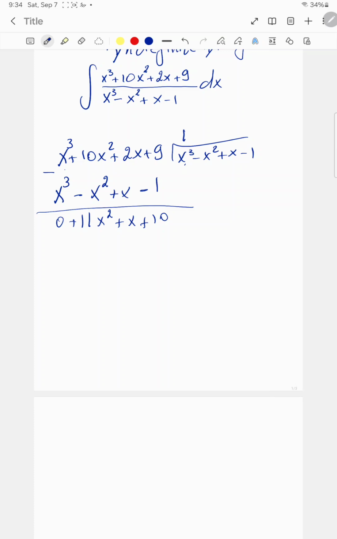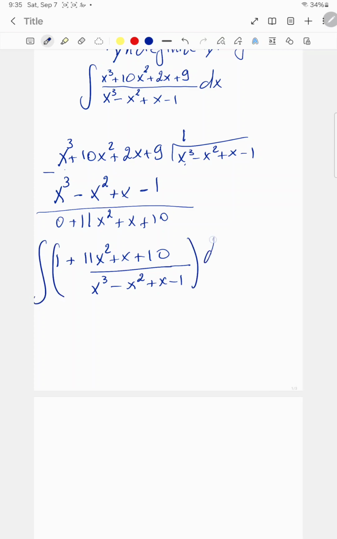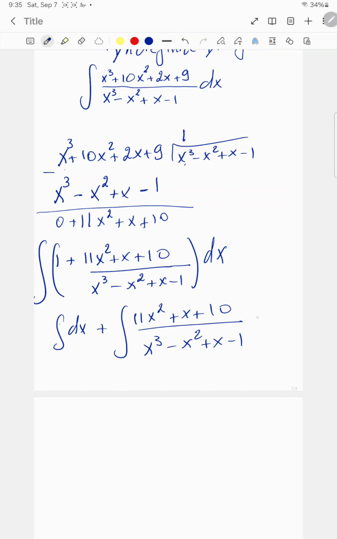So my division, I can write it as 1 plus 11x squared plus x plus 10 divided by x to the power of 3 minus x to the power of 2 plus x minus 1. Yeah? So that integral, I can do it as integral of this dx. So I can do it like integral of 1 times dx, which is dx, plus the integral of 11x squared plus x plus 10 divided by x to the power of 3 minus x to the power of 2 plus x minus 1 dx. That first integral here, it's easy.